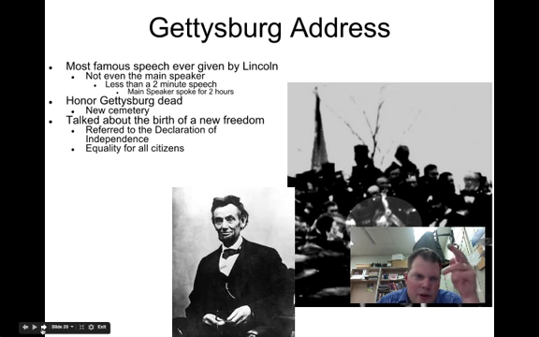Shortly after that battle, Lincoln gives his very famous Gettysburg Address, where he kind of lays out the moral argument for fighting this war. So obviously some of the greatest words ever spoken in American history by a president.